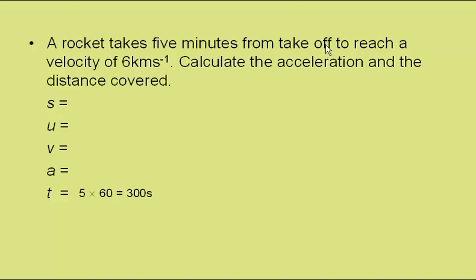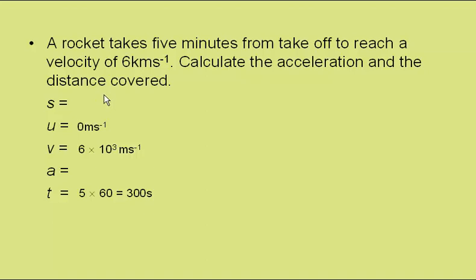From takeoff, that tells us that u would be 0 meters per second. To reach a velocity of 6 kilometers per second is our v, but it's 6 times 10 to the 3 meters per second. So we've converted at this stage into SI units. Calculate the acceleration and the distance covered.